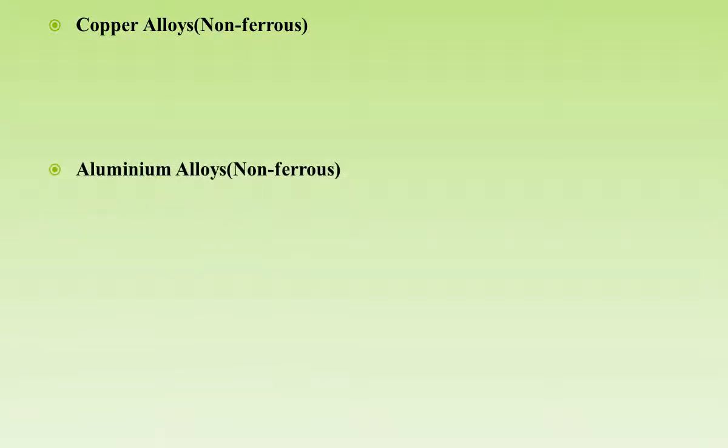Let me see the examples of copper and iron alloys. Copper alloys are non-ferrous alloys, and aluminum alloys are also non-ferrous, and iron alloys have iron as the major component, that is ferrous alloys.